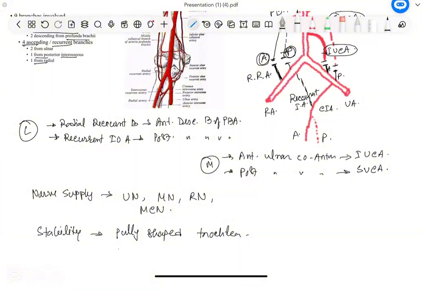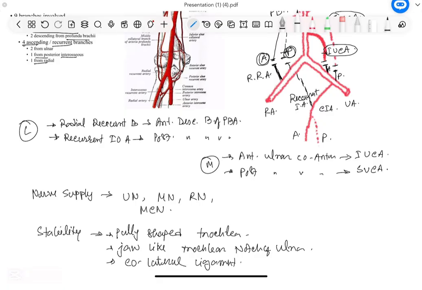Number 2, the jaw-like trochlear notch of ulna. Number 3, collateral ligament. A number of collateral ligaments we are going to get here. So maybe they can ask you what are the ligaments actually we are going to get. We are going to get different types of ligament: capsular ligament, radial collateral ligament, ulnar collateral ligament and quadrate ligament.